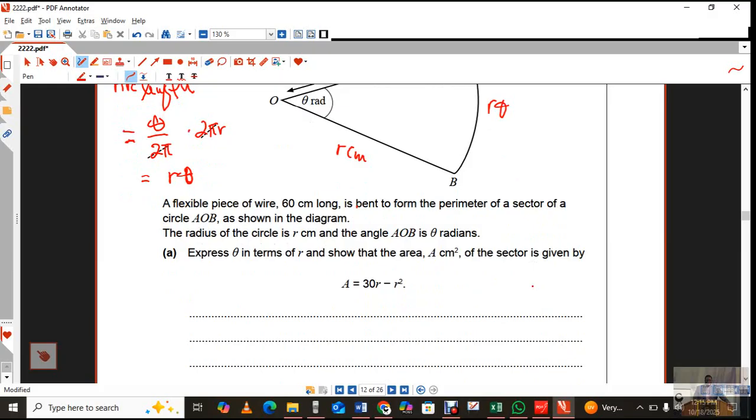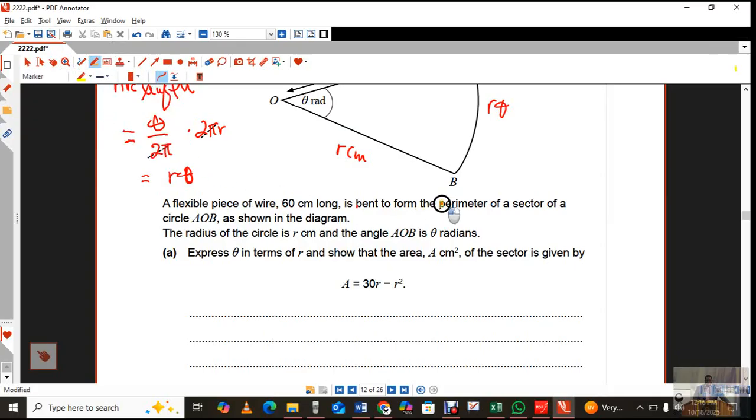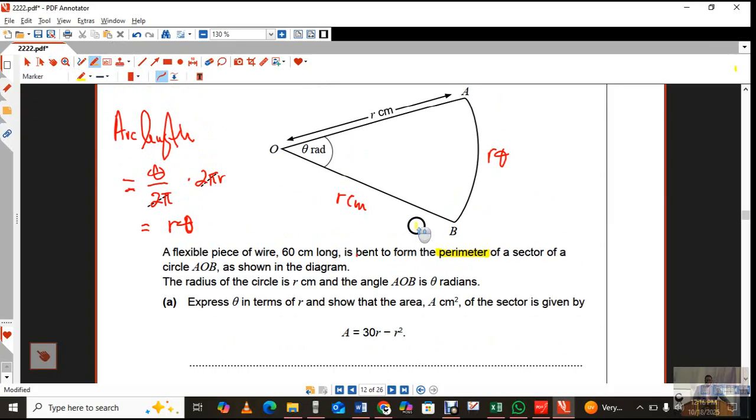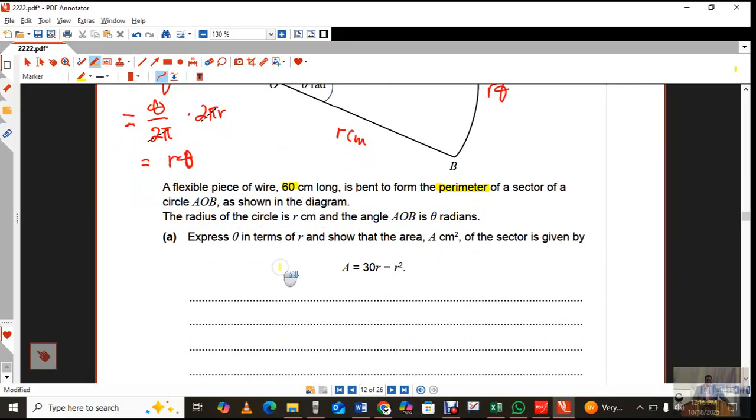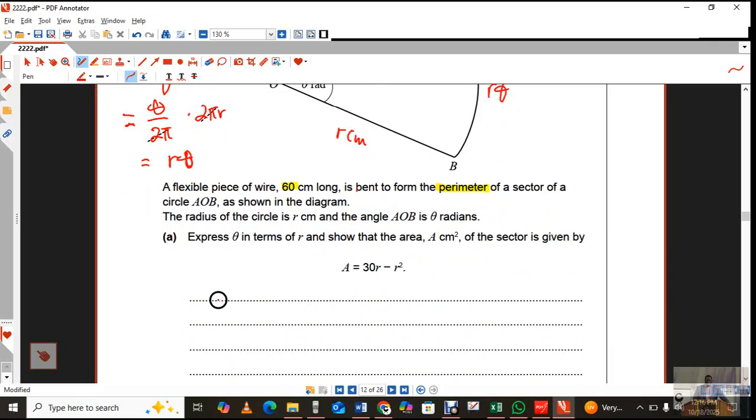Then they say we have to express theta in terms of r and show that we get the area for this. So first thing is we have the perimeter and we need to use the perimeter formula. It's not really a formula per se, but you just need to know what you are doing. I have to add the distances around this. So it's going to be r plus r plus r theta, which equals 60. So this is 2r plus r theta equals 60.